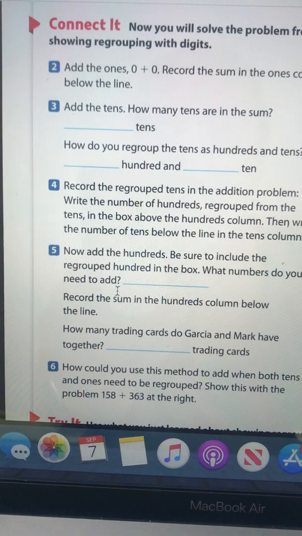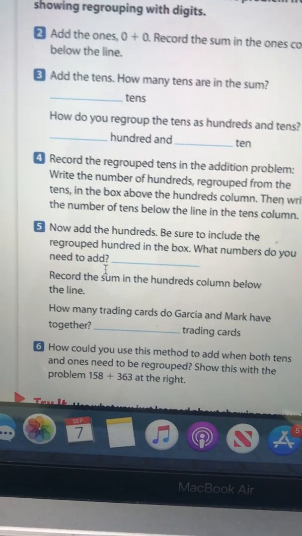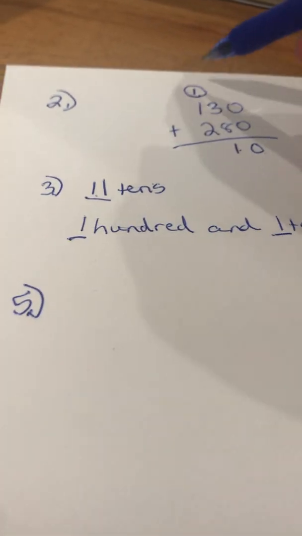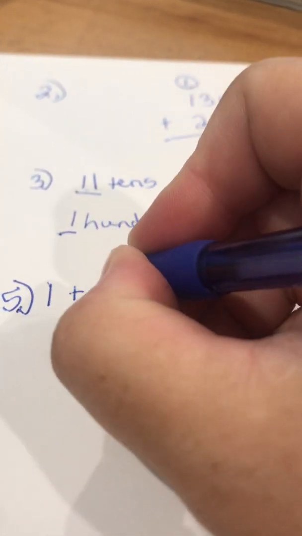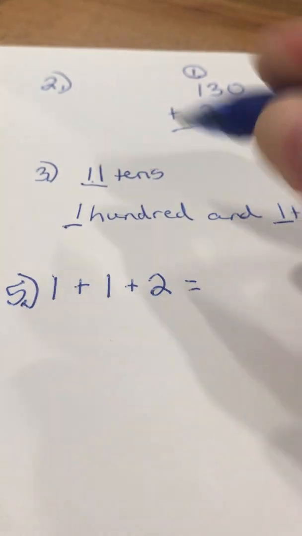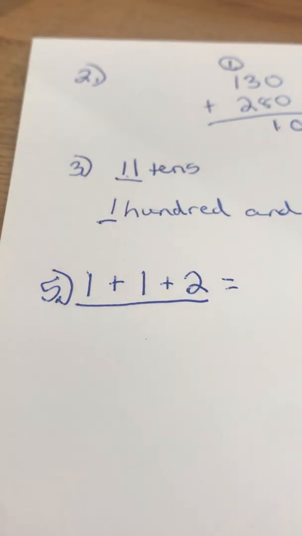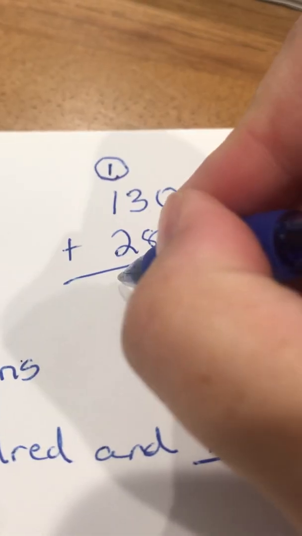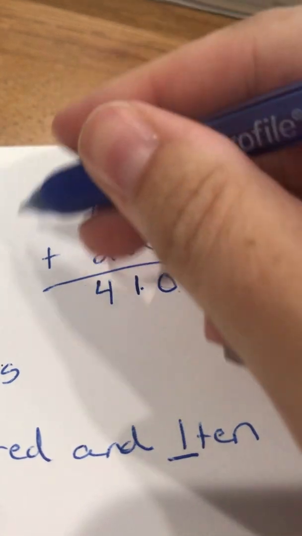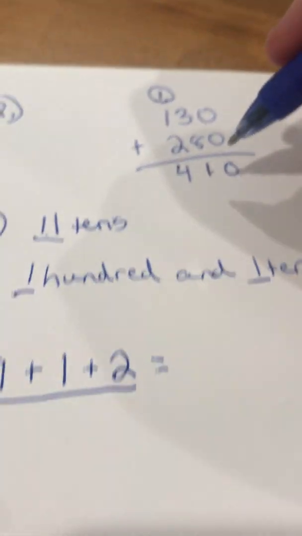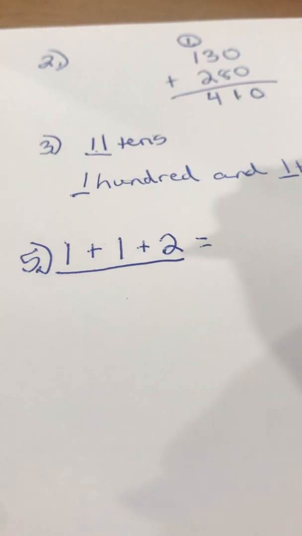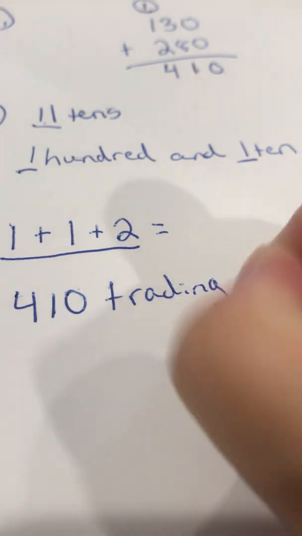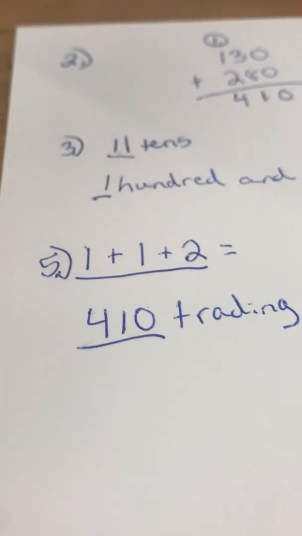So now we're going to number 5. Number 5 says, now add the hundreds. Be sure to include the regrouped 100 in the box. That's why I circle it. What numbers do you need to add? So on number 5, in our hundreds place, we have our circled 1 plus the 1 that was already there plus the 2 that was already there. So we're going to write those numbers on our line, because that's what we're adding. And of course, we're going to add those together. And up here, we're going to put 4 because 1 plus 1 plus 2 is 4. So we want to make sure to put that in our grid. We need that 400. And then still on number 5, it says, how many trading cards do Garcia and Mark have together? And we now know our answer is 410 trading cards. And that's the number we'll put on that line.